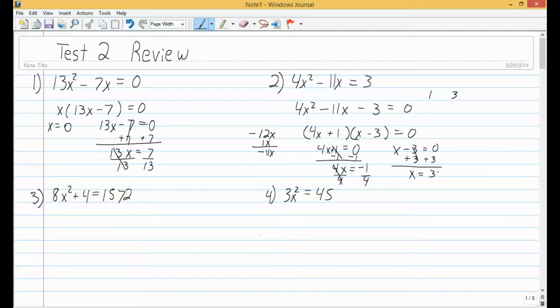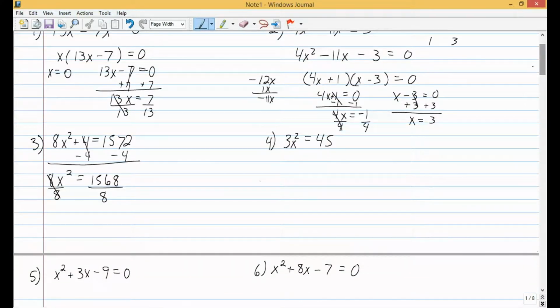Alright, problems number 3 and 4, the directions are solve the equation by the square root method. So to solve by the square root method, we need to get the x squared by itself first. Alright, so you may want to use your calculator to do that, and you'll have x squared equals, let's see, 196.